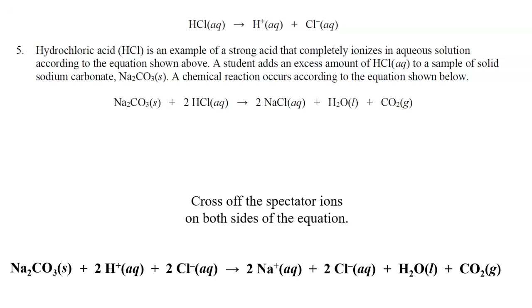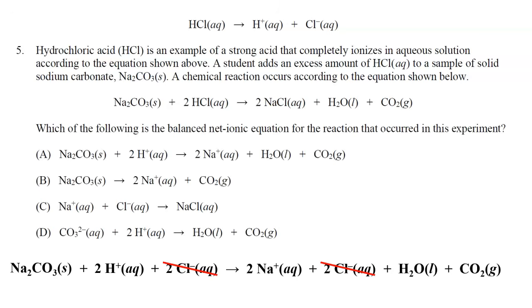Now, do we see any examples of spectator ions that appear on both the left and the right side of the equation? If we do, we can cross off the spectator ions on both sides. So I see 2 chloride ions on the left, and I see 2 chloride ions on the right. Okay, we've crossed off our spectator ions. Now, what remains is the correct answer to question 5. We're looking for the net ionic equation, and so that would correspond to choice A.